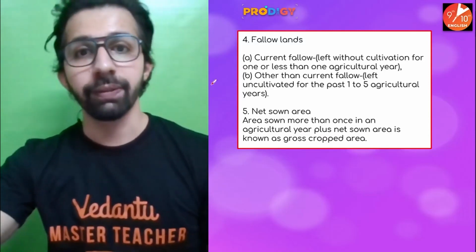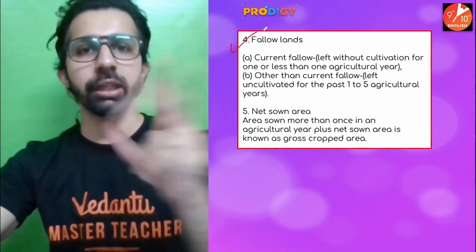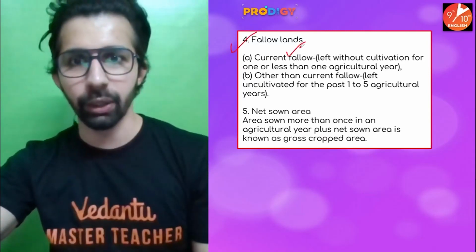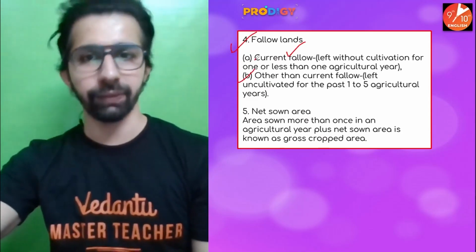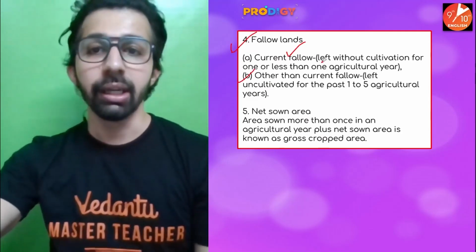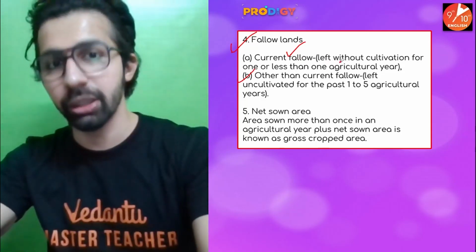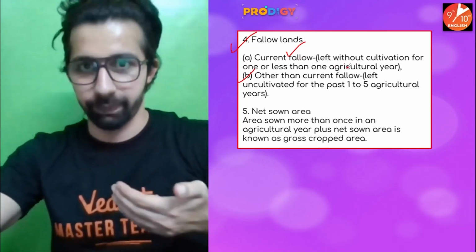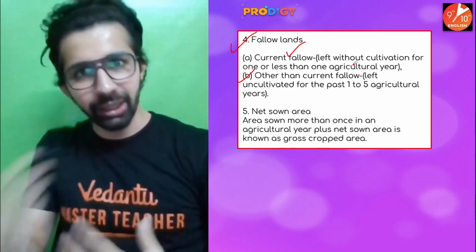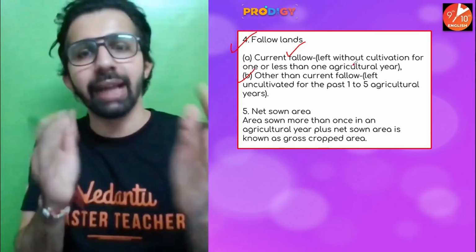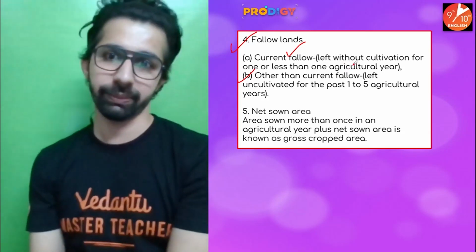Next, fallow land. Guys, fallow lands are of two types. One is current fallow and one is other than current fallow. What is current fallow land? Guys, the land which is kept fallow, which is not used for cultivation for less than 1 year, that comes under current fallow land.